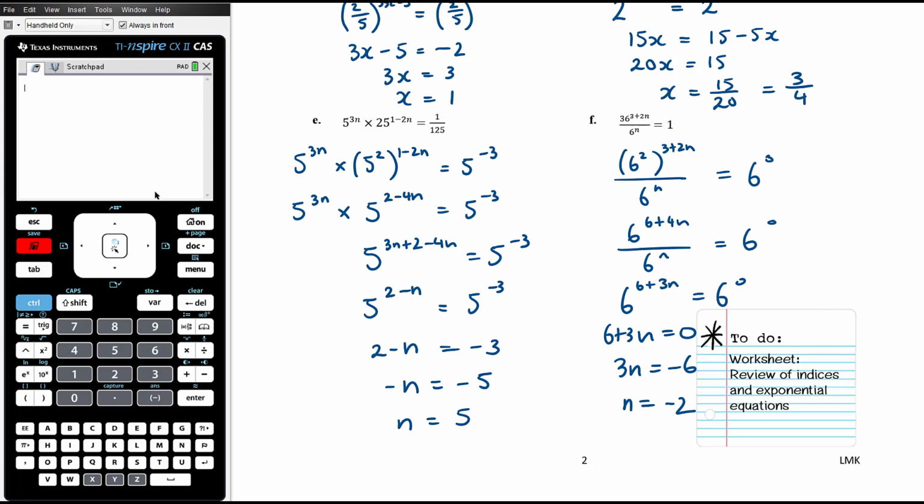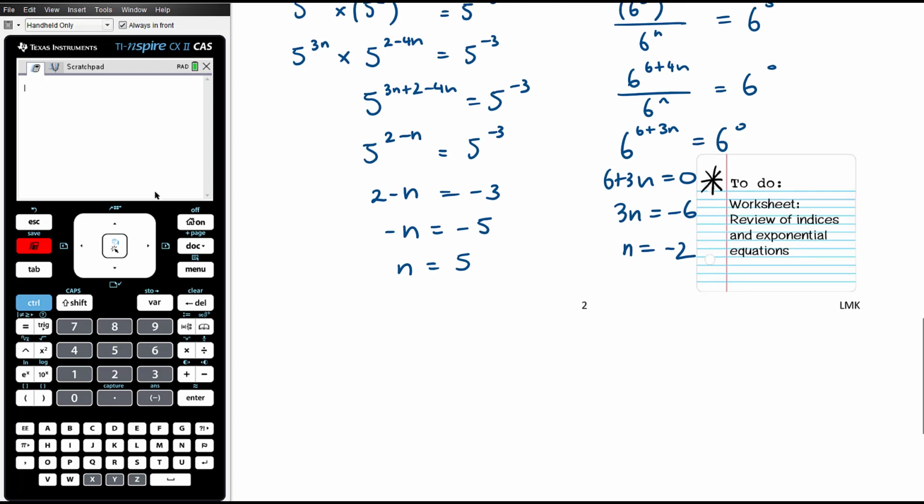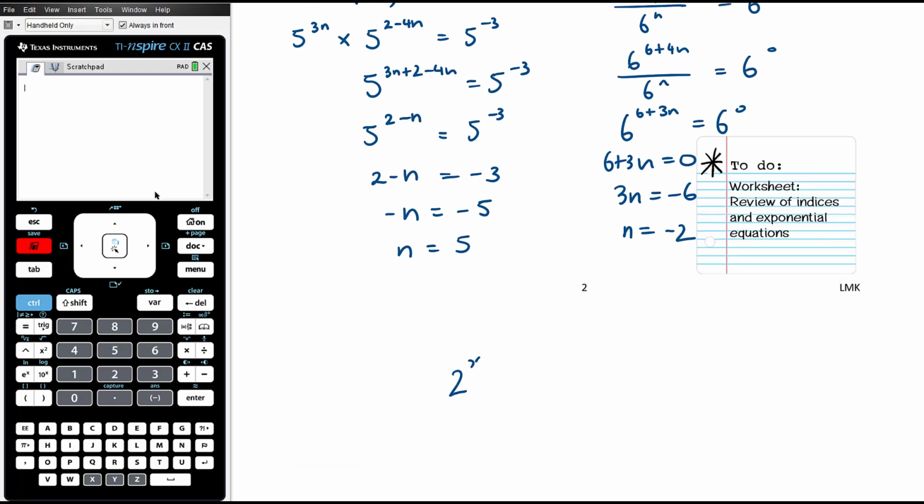Now, there'll be lots and lots of equations where it's impossible to write both sides with a power with the same base. So, for example, if I have 2 to the power of x equals 4, 4 is a power of 2, so that's fine. Again, if it's 16, 16 is a power of 2. If it's 8, 8 is a power of 2. Okay? But there are plenty of numbers, infinitely many numbers that are not powers of 2.